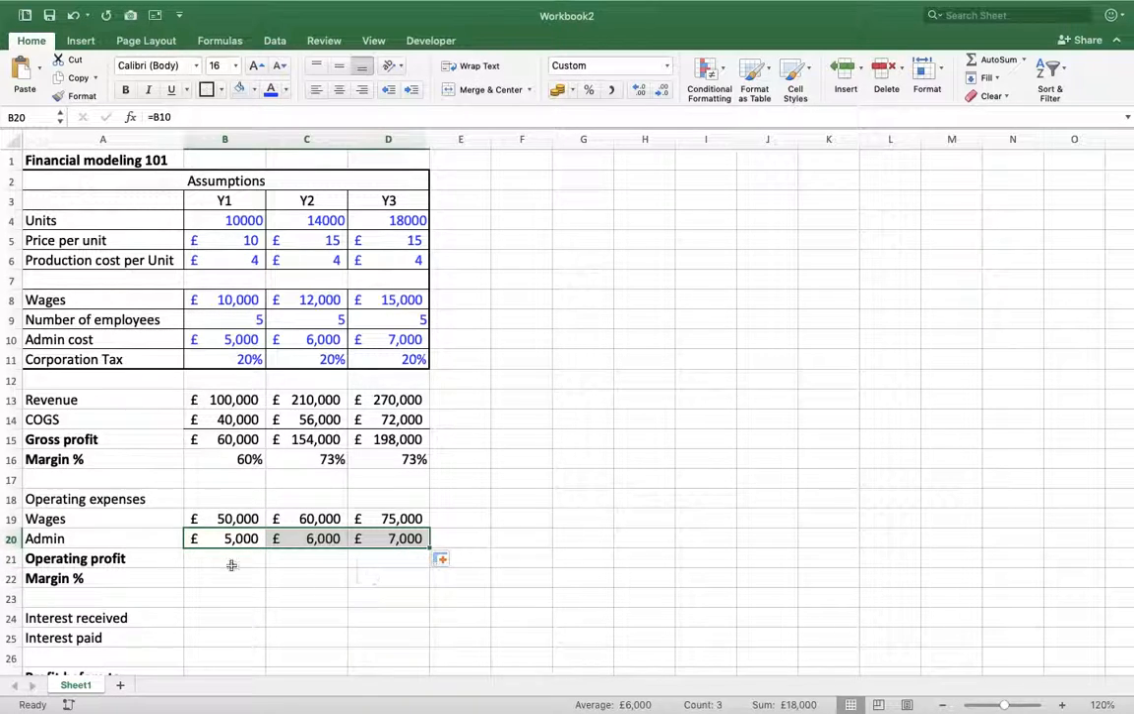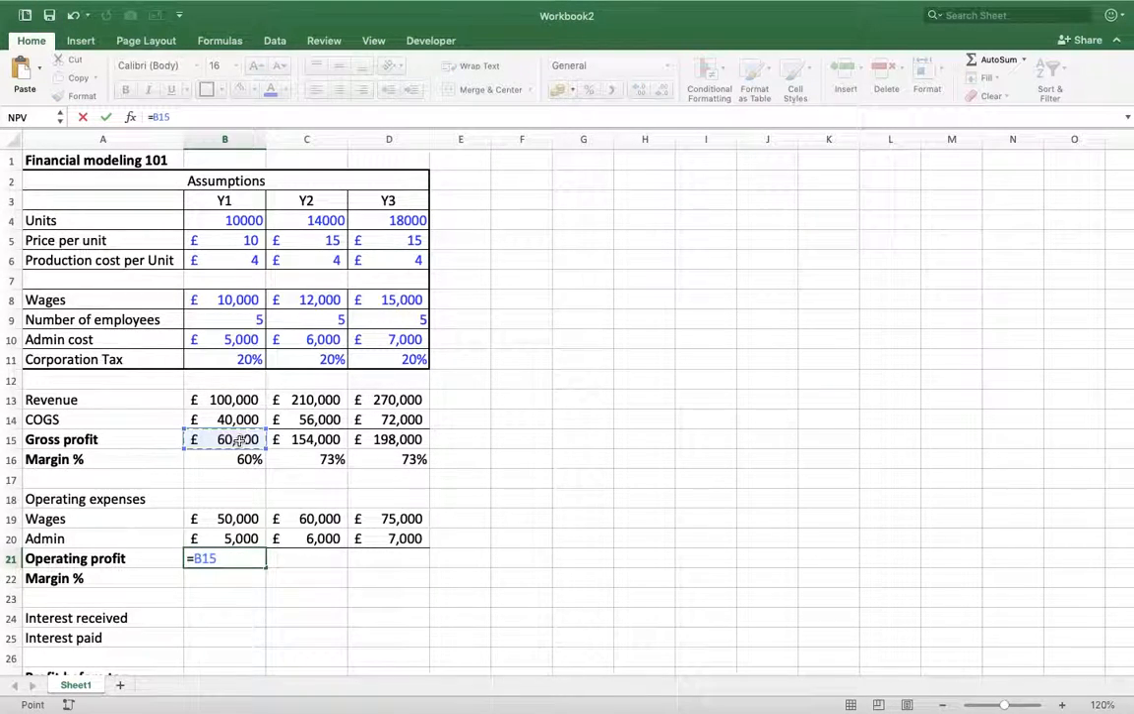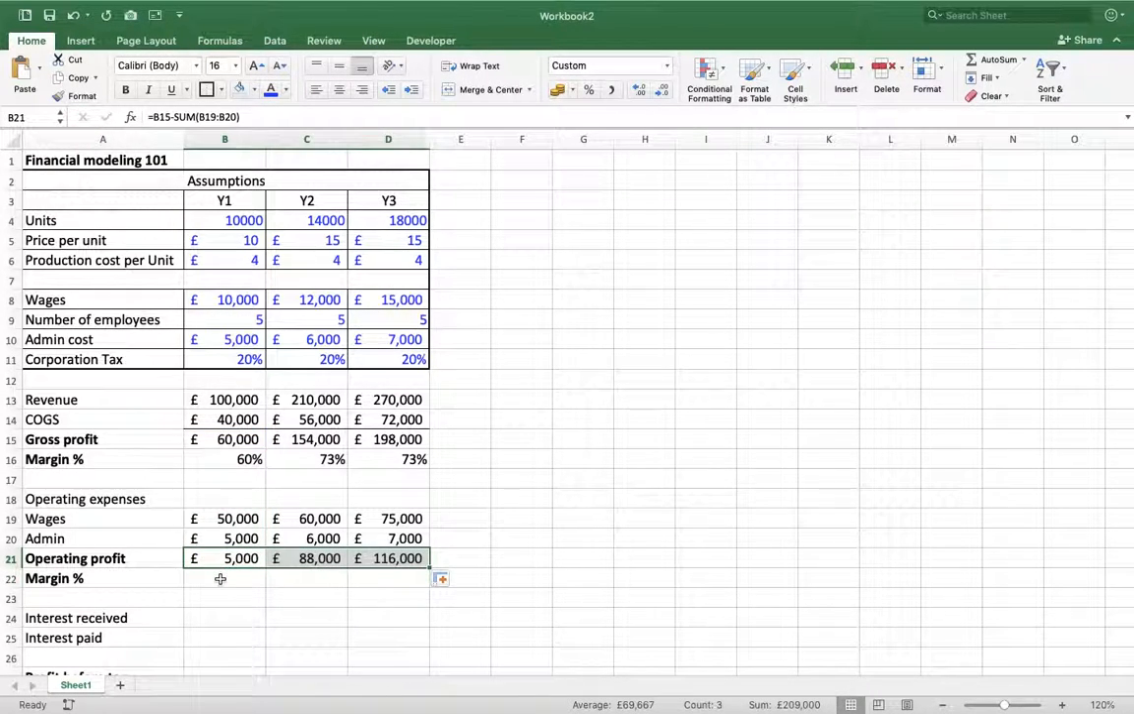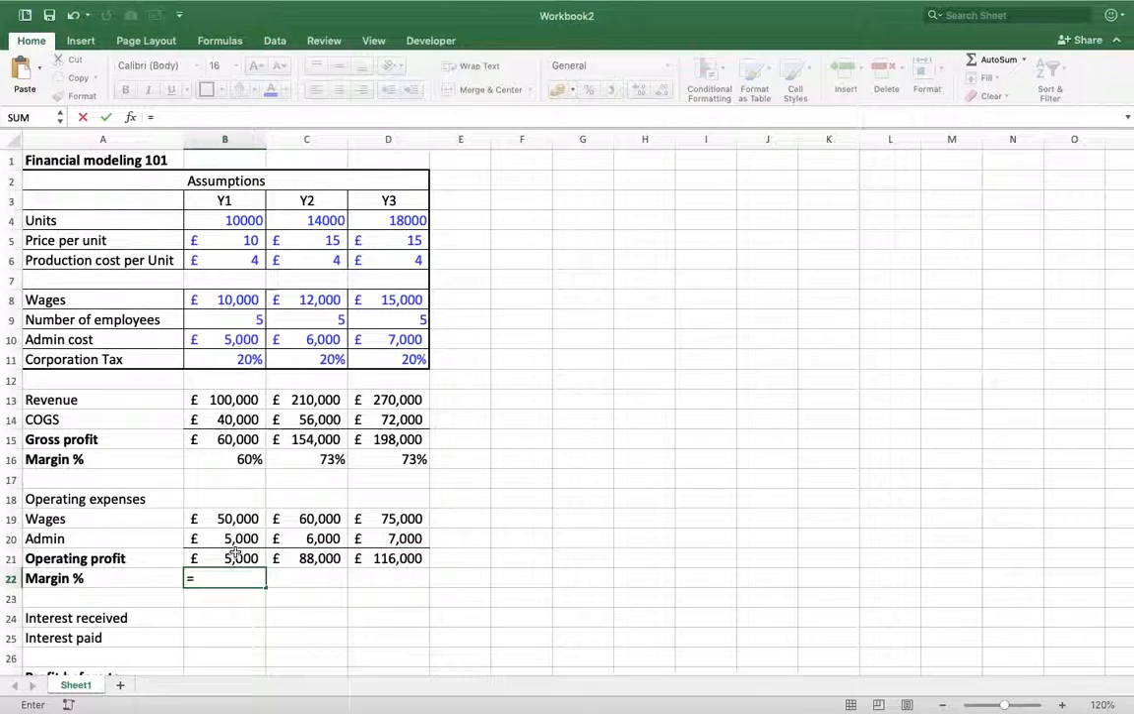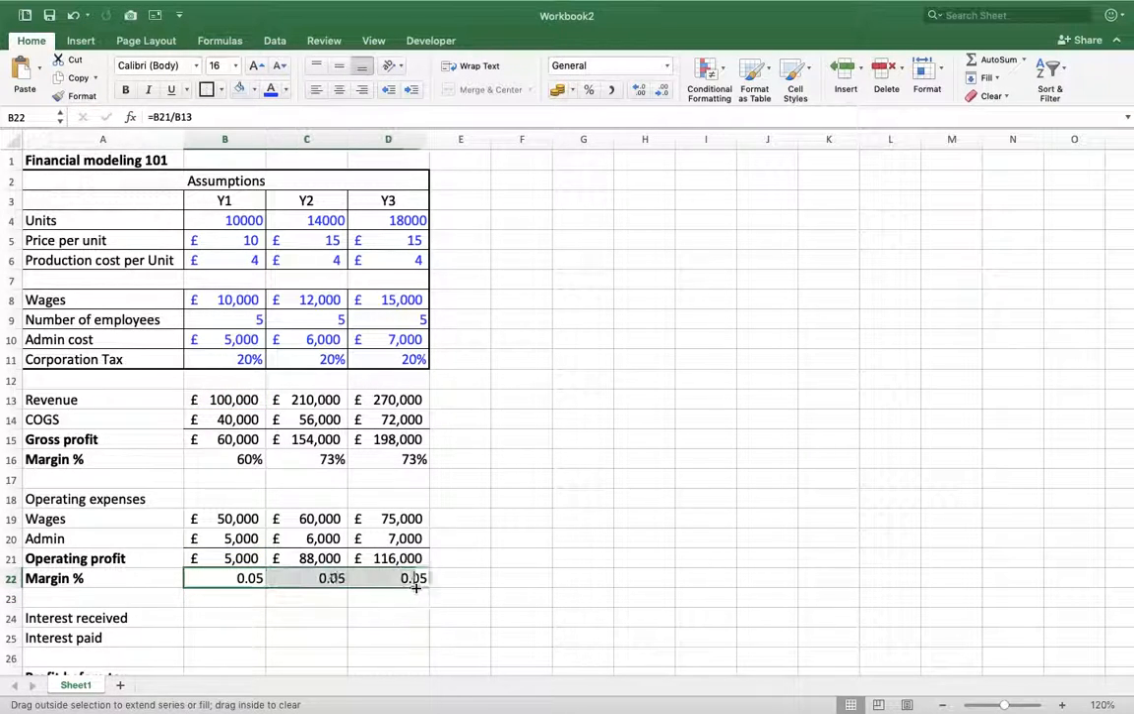And we've got the operating profit, which will be what we have minus the sum of these two, and we've got the operating profit. The margin will be the same, margin to the revenue, and we drag it all and we make it a percentage. We've got 5%, 42 and 43.